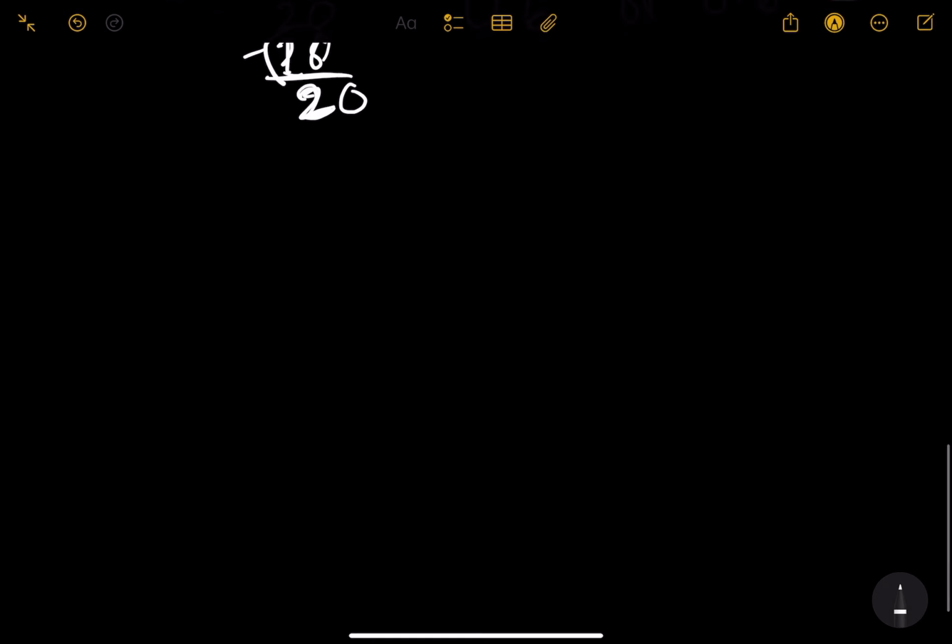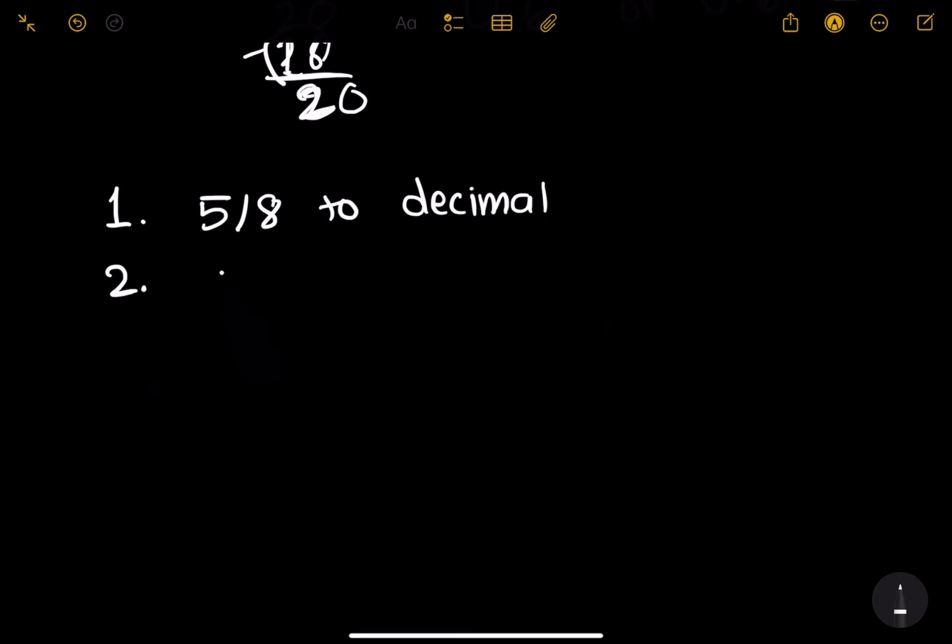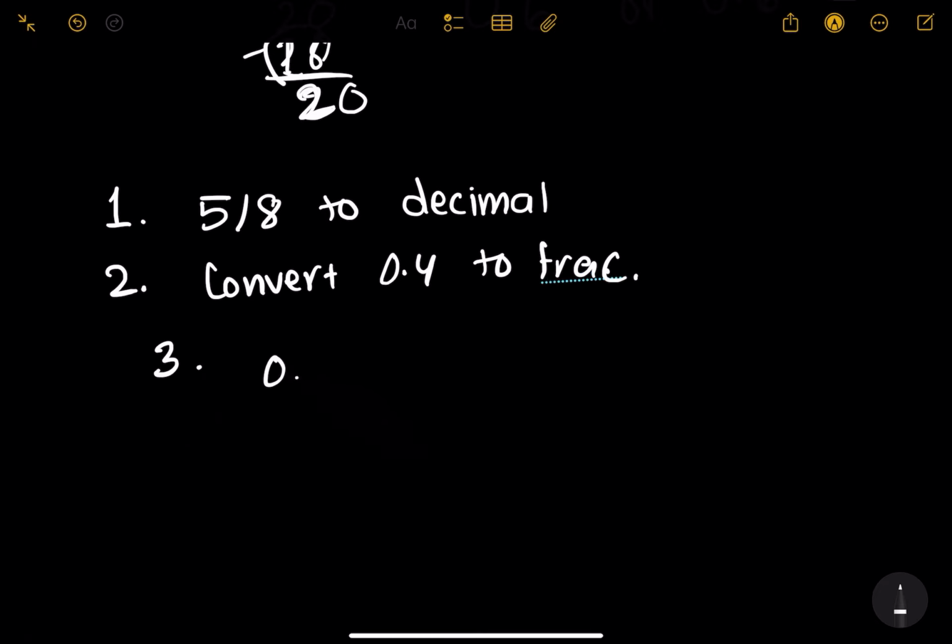So now we're gonna do some practice problems. Number 1: convert 5/8 to a decimal. Number 2: convert 0.4 to a fraction. Number 3: which is bigger, 0.8 or 3/4?